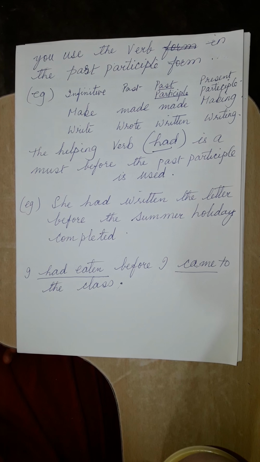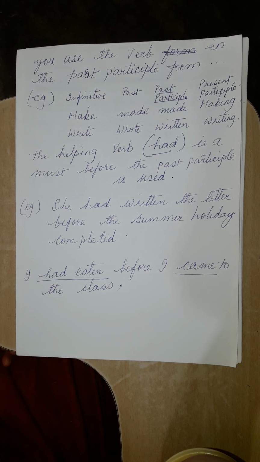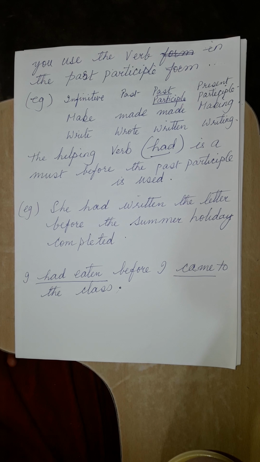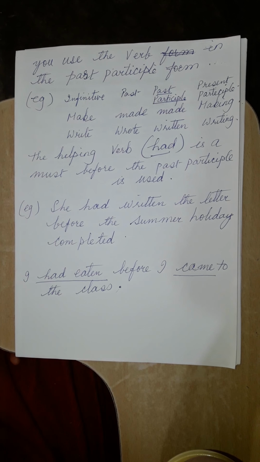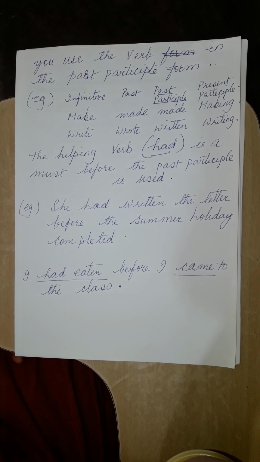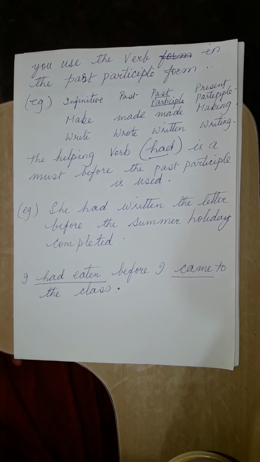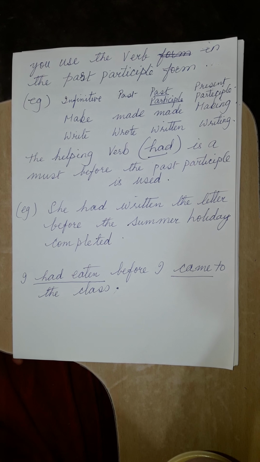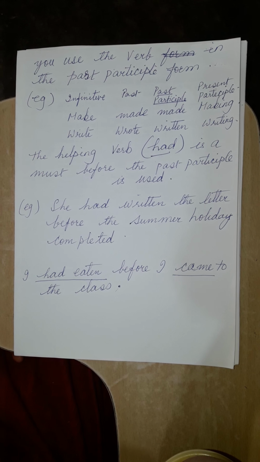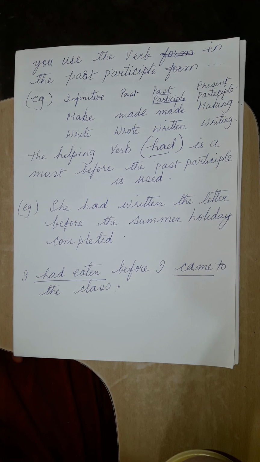I had eaten before I came to the class. Coming to the class over here, "came to the class," indicates the final action, where I had eaten before I came to the class. So what is the form of verb that I use in this particular tense? I use the third form, which is called the past participle.